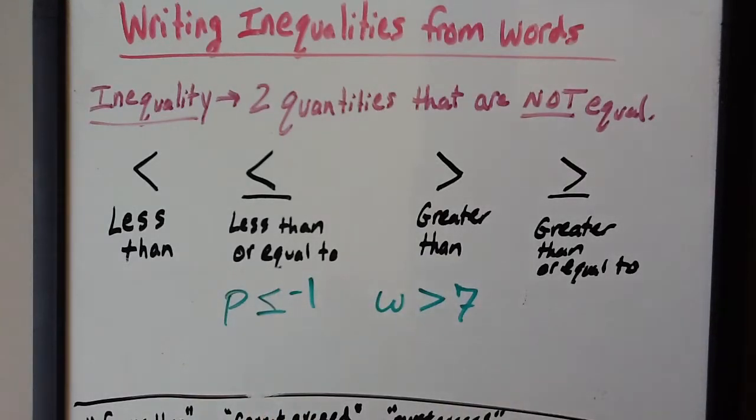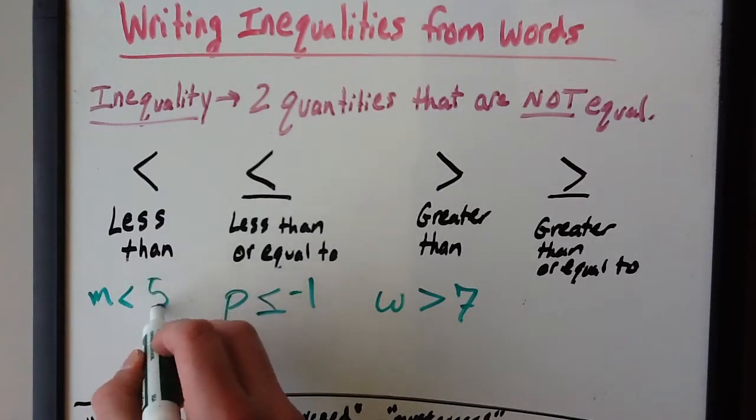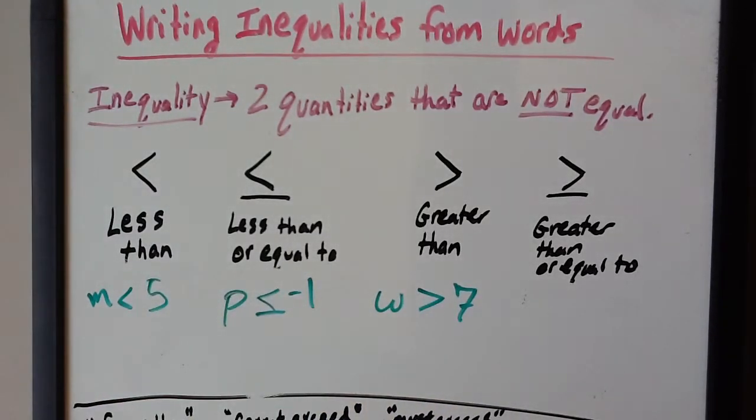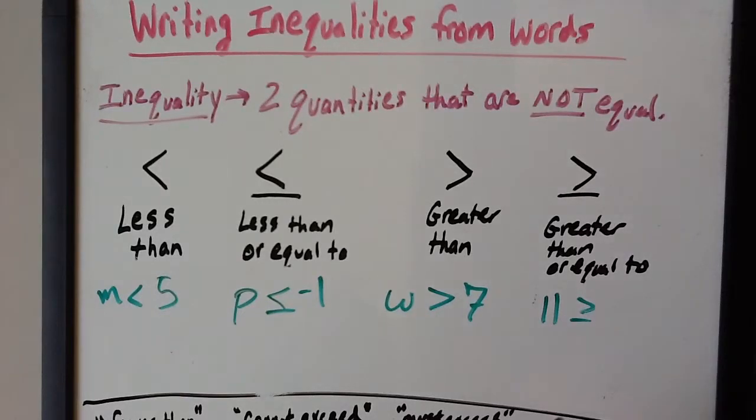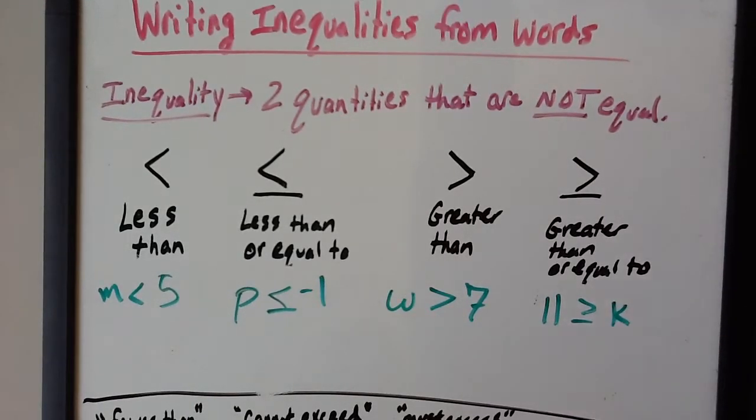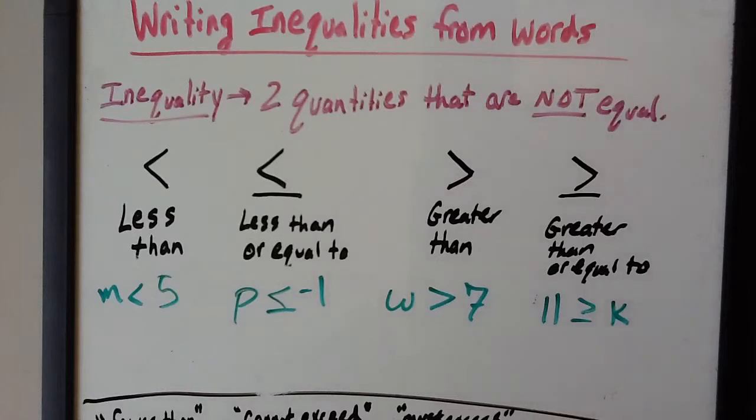Number 3, M is less than 5. And number 4, 11 is greater than or equal to, so a line underneath the greater than symbol, greater than or equal to K. Now in this one, this is correct, but I would prefer you to write the variable first and then the number. That's going to help you whenever we eventually graph these inequalities.